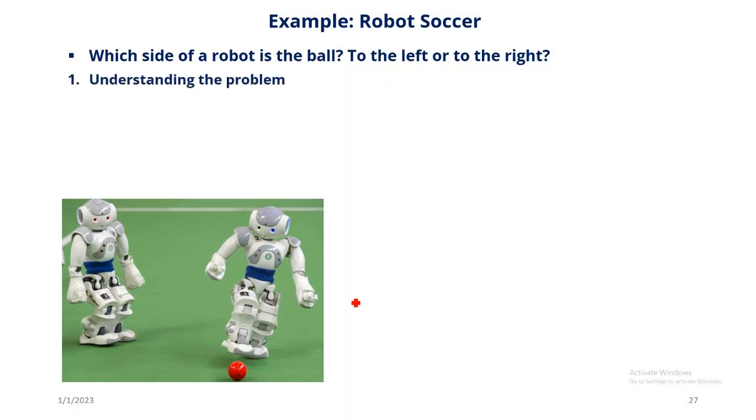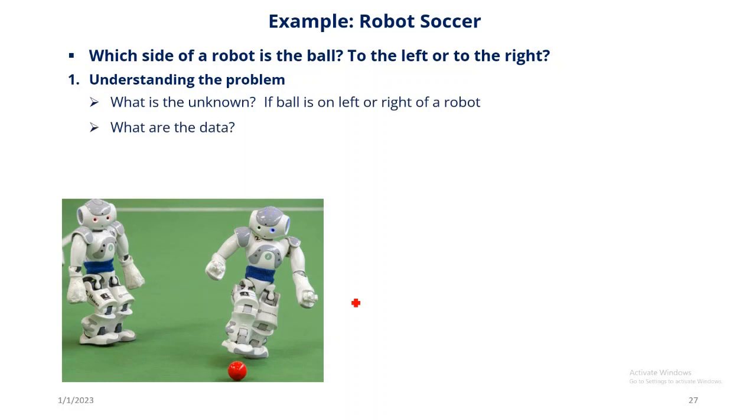First of all, we follow the rule of G. Polya. We want to understand the problem. What is the unknown? If the ball is on the left or on the right of a robot, that is the unknown. What are the data?